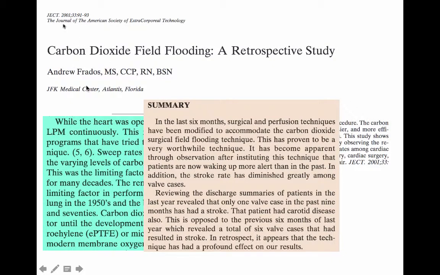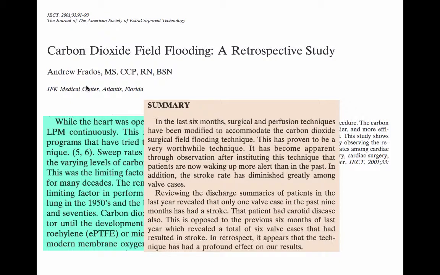And this was out of the Journal of Extracorporeal Technology in 2001, Carbon Dioxide Field Flooding, a retrospective study. I apologize that this wasn't animated correctly. I will try to correct that for you. But while the heart was opened, the CO2 flush was at 10 liters per minute continuously. What they found was the limiting factor was the ability of the oxygenator to blow off the CO2.